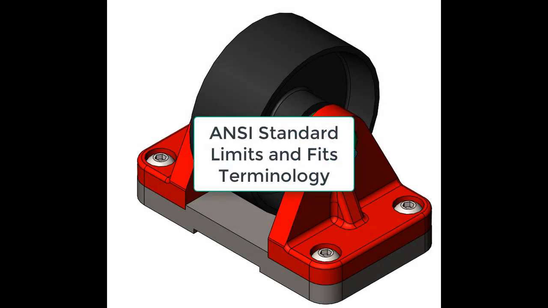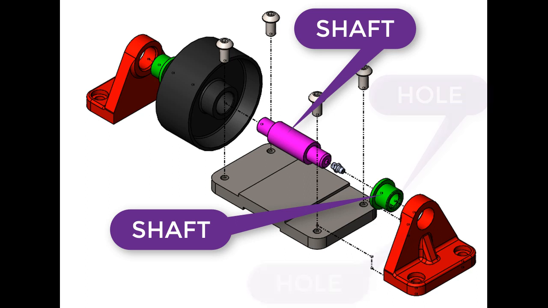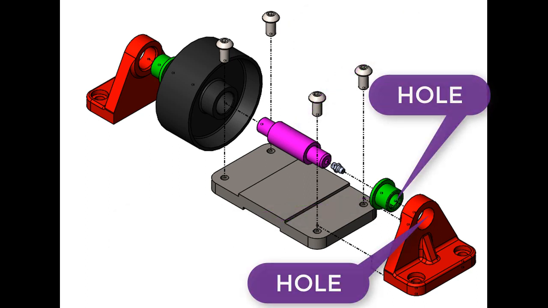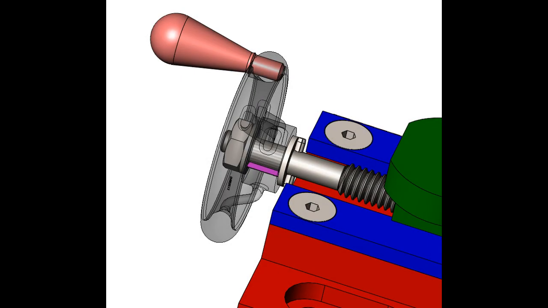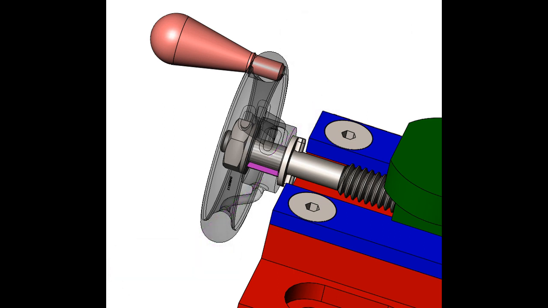The ANSI standard limits and fits were designed to be used with cylindrical, non-threaded parts. Since a great deal of what we design and manufacture are shafts which mate with holes, creating an international standard can simplify global manufacturing. Even though these fits were initially designed for shafts and holes, they may also be applied to other components such as keys and keyways.